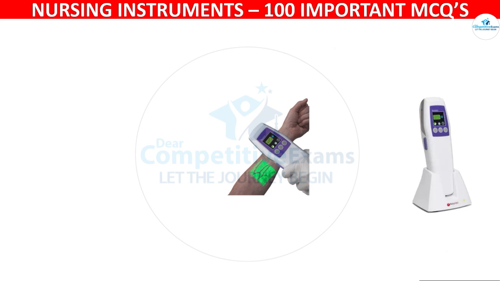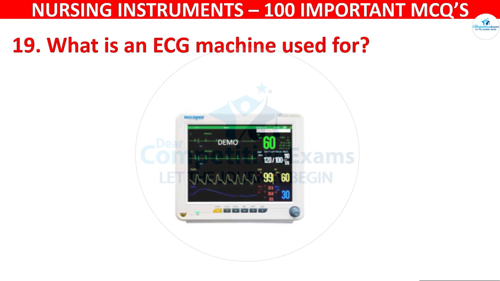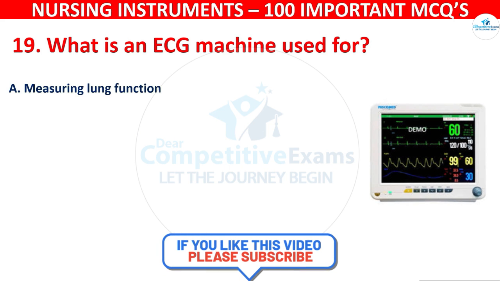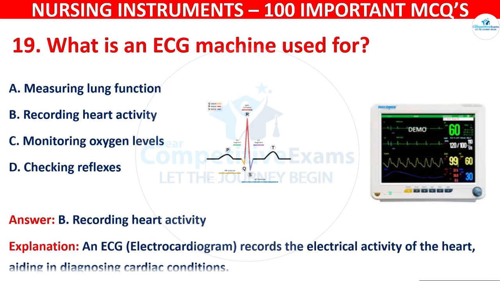Question number 19. What is an ECG machine used for? Your options are measuring lung function, recording heart activity, monitoring oxygen levels, or checking reflexes. The correct answer is B, that is recording heart activity. An ECG, electrocardiogram, records the electrical activity of the heart, aiding in diagnosing cardiac conditions.